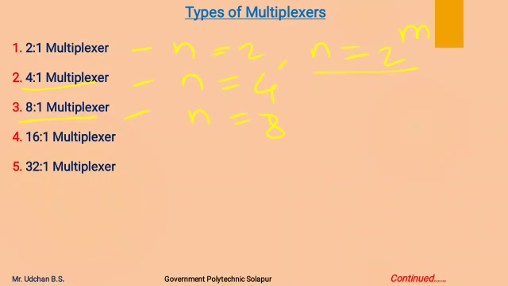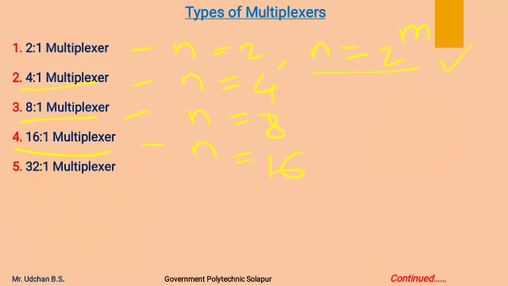In a similar way, the fourth multiplexer is the 16:1 multiplexer, which has 16 inputs and only 1 output. Again, we put this into the equation: 16 is equal to 2 raised to m. We write 16 as a power of 2: 2 raised to 4 gives you 16, equal to 2 raised to m. Again, comparing the powers, we get m equal to 4. So for the 16:1 multiplexer, we have 4 select lines.